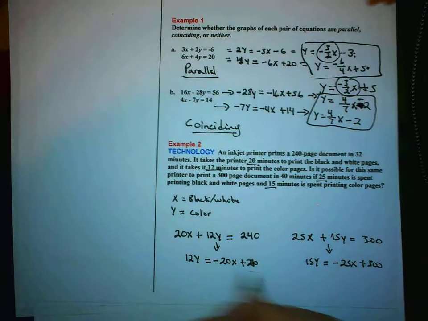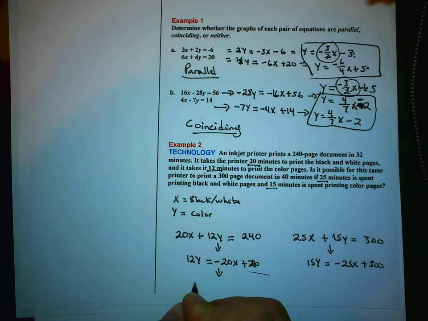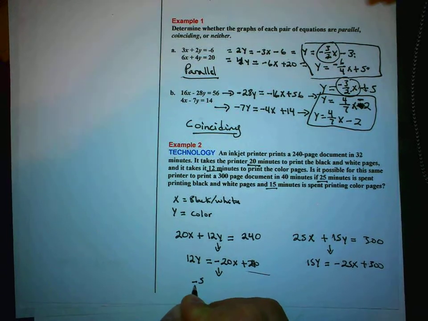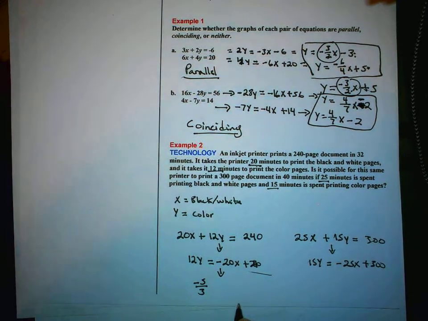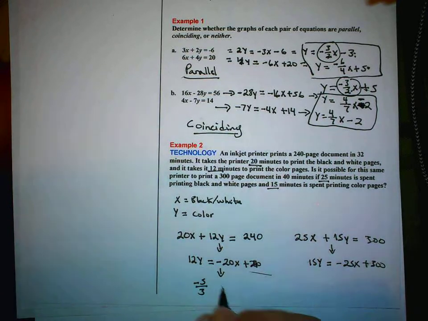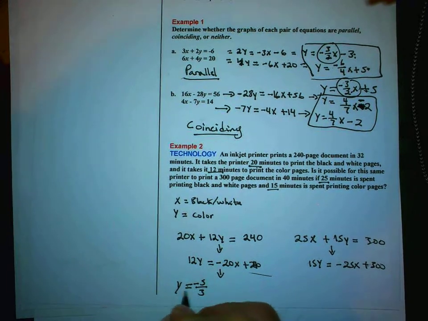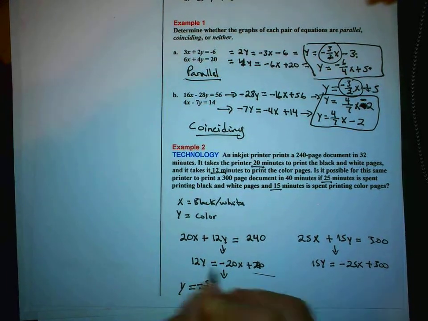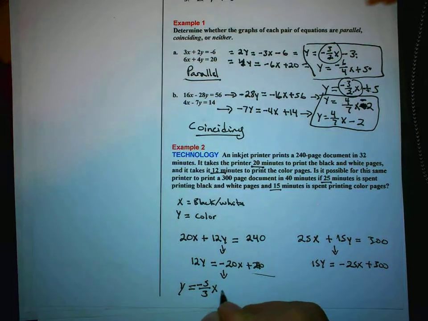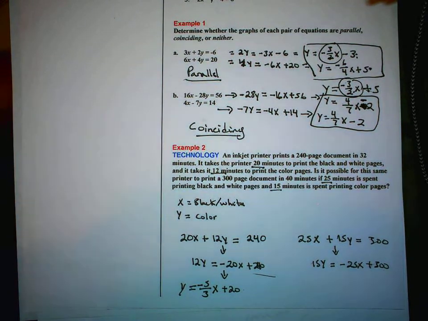Now I need to divide by my y coefficient. 20 divided by 12 will reduce to a negative 5/3. So y equals a negative 5/3 x. 12 goes into 240 20 times. I've got hiccups so stinking bad.